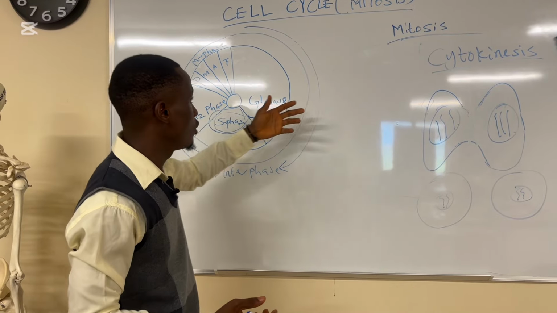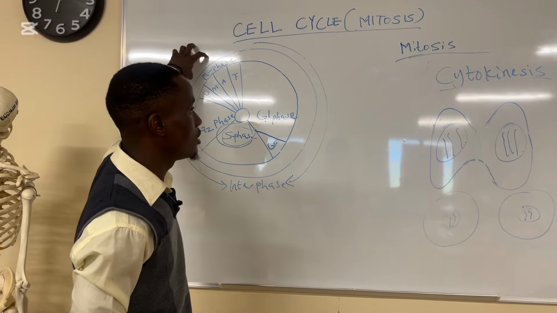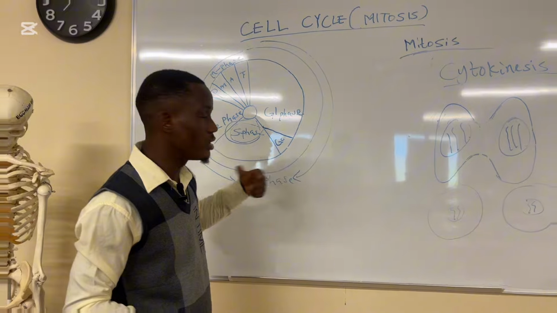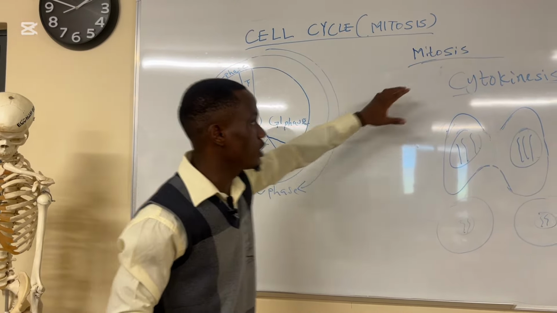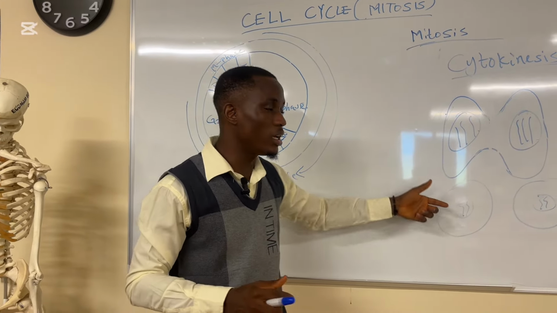And I said we have three major things under it, which is the interphase, the M-phase, and the cytokinesis. Interphase stage is considered as the resting stage. M-phase is where the cell division proper takes place. Cytokinesis is where the cell divides into two equal parts so that each cell can function independently.